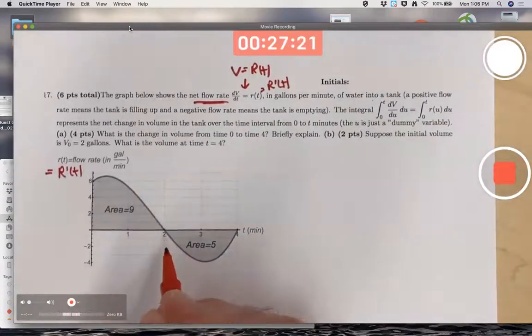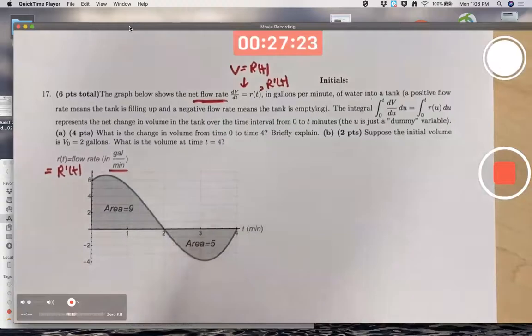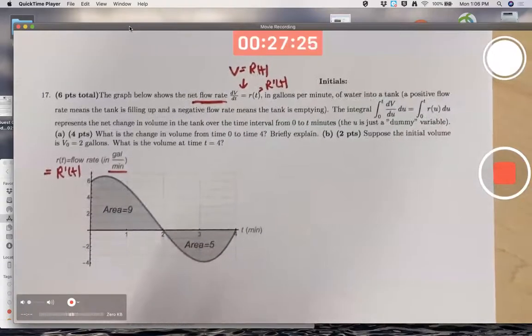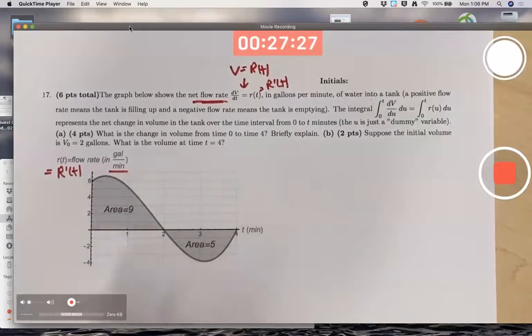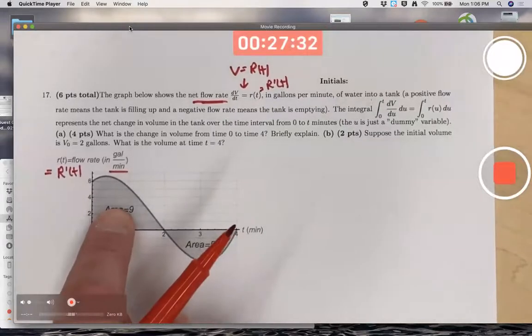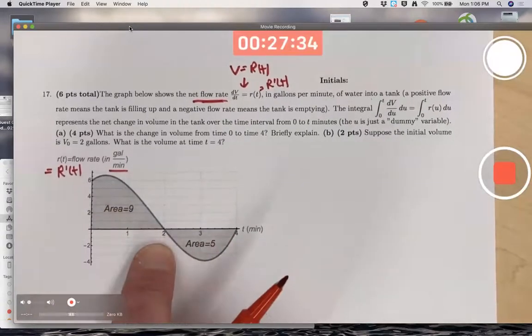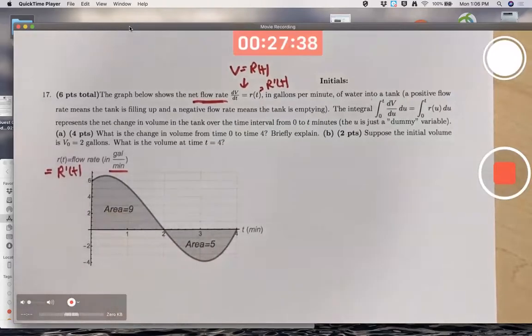But this is the graph of little r, the flow rate in gallons per minute. It's telling you how fast water is flowing in and or out of the tank, net-wise. When the graph is positive, like it is between time 0 and time 2, that means net-wise water's flowing into the tank.